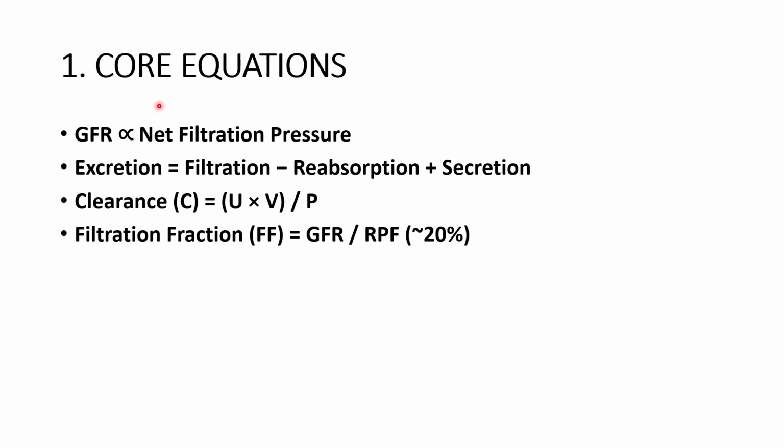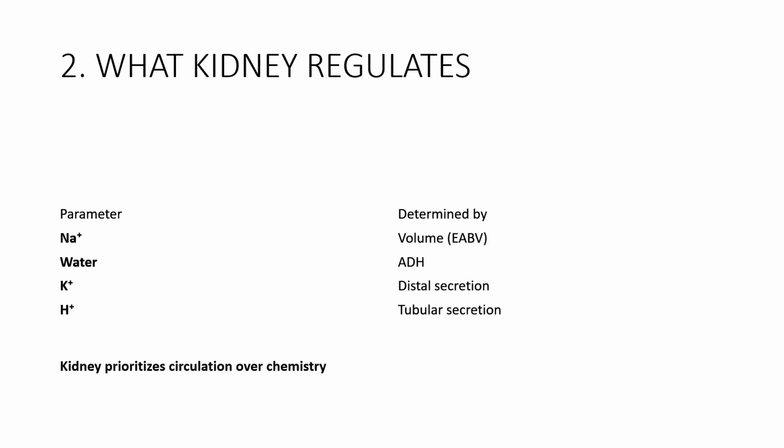Core equation you need to remember: GFR is directly proportional to net filtration pressure. Excretion is the sum total of filtration minus reabsorption plus secretion. Formula of clearance and formula of filtration fraction and the normal value. Then how is the kidney regulating what? Kidney regulates sodium that regulates your volume or EABV. Kidney regulates water through ADH, kidney regulates potassium at the distal part through secretion. Always remember, kidney will prioritize circulation over chemistry.